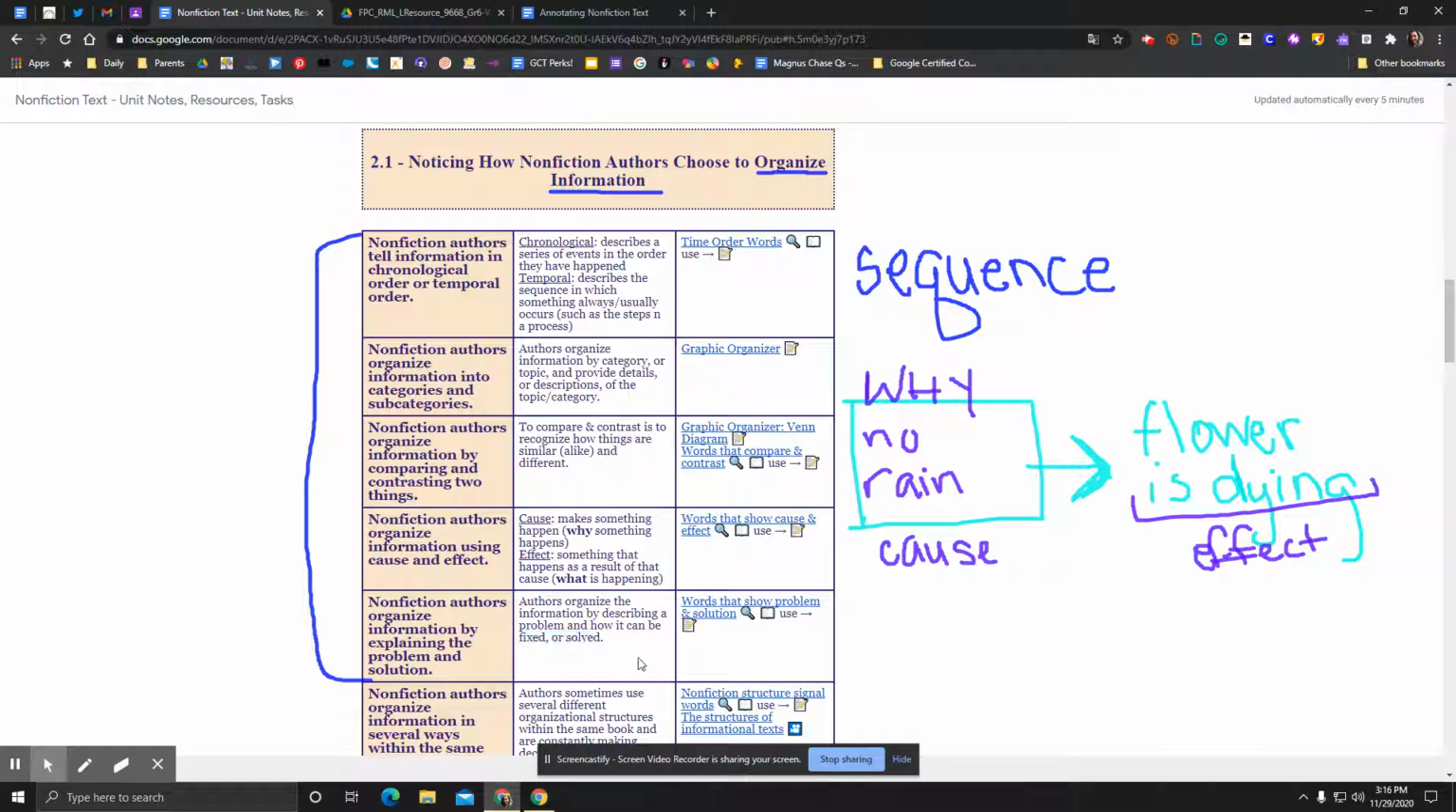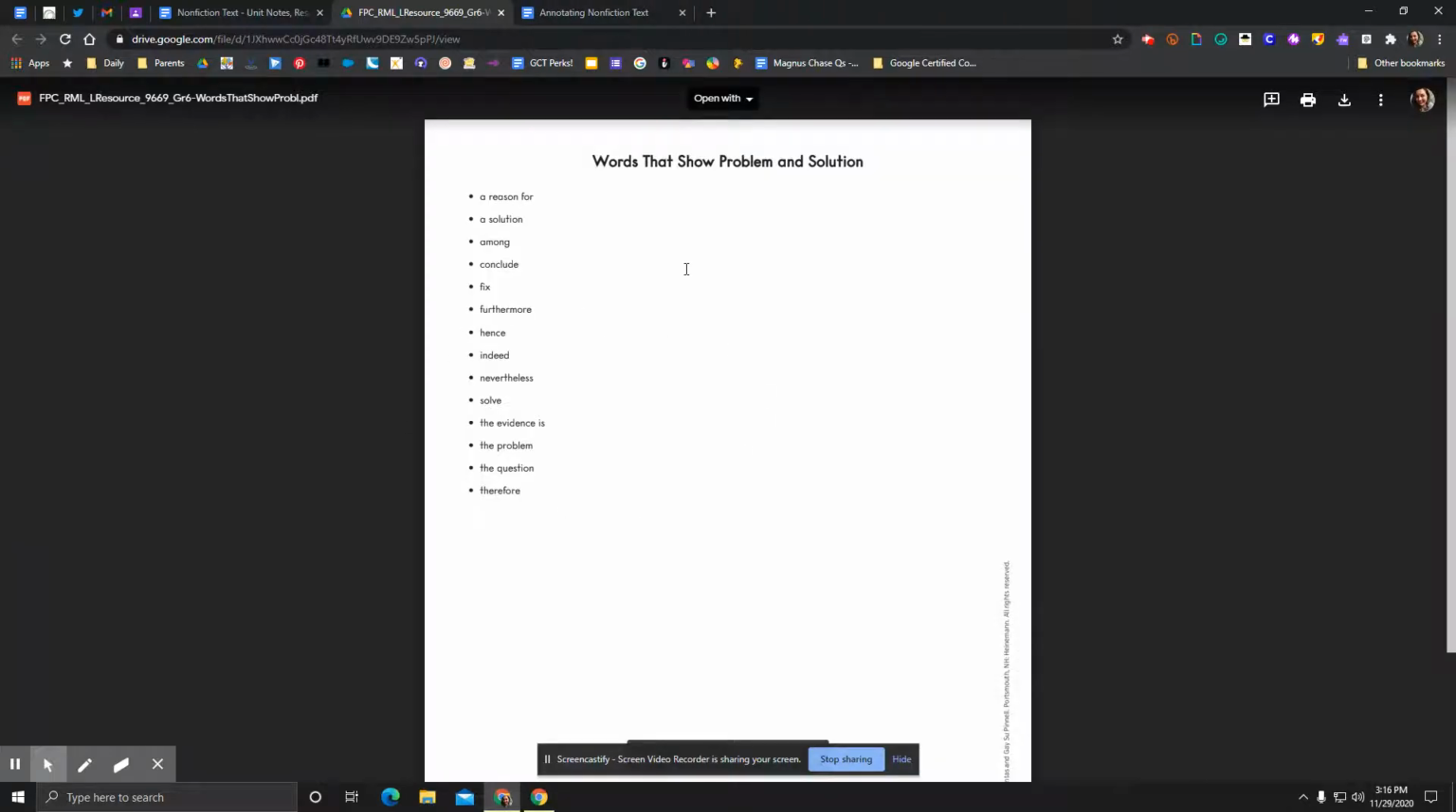And then again, words that can clue us in that the author is showing a problem solution is given here in this graphic organizer, or in this resource. So these are words that an author might use that would give you a clue that the author is using problem and solution to organize their writing, or these are words that you might use in your own writing if you are trying to organize information as problem and solution.